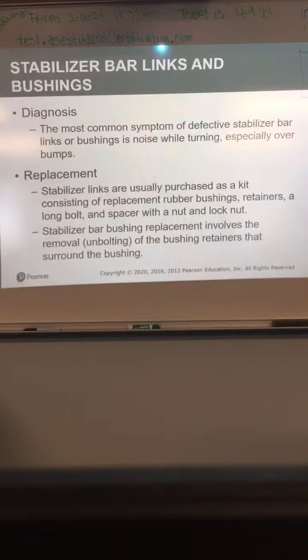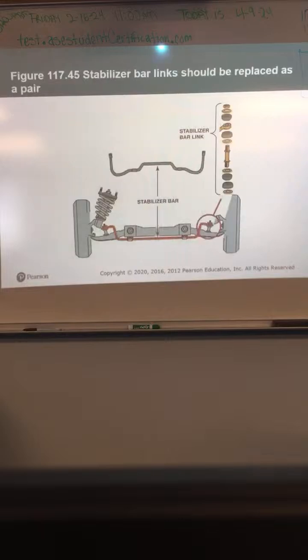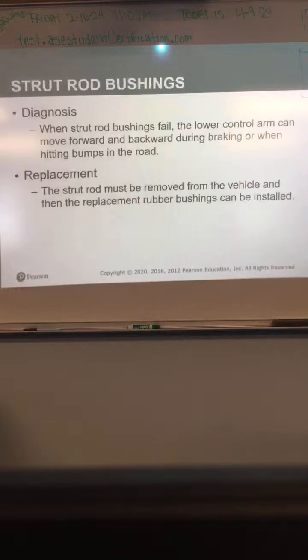Okay, stabilizer bar links and bushings. Most common symptom of that is noise while turning, especially over bumps. Stabilizer link kits are purchased as a kit. They come with the bushing retainer, the long bolt, lock nut, all that stuff. Stabilizer bushing replacement involves removing or unbolting the bushing retainers from the frame. But these link kits you can buy just like this, and it comes with all this stuff. Sometimes these bushings wear out, you just buy that whole link kit. Those are easy to change as well.